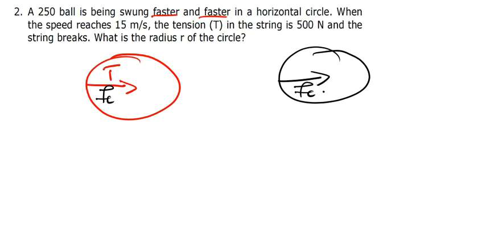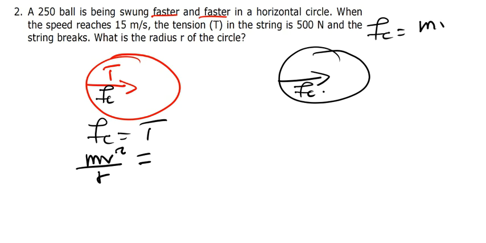Therefore, the centripetal force is going to be equal to the tension force because they are moving in the same direction. So centripetal force is mv squared divided by r. In case you don't know, centripetal force is mv squared divided by r. Centripetal acceleration is v squared divided by r.